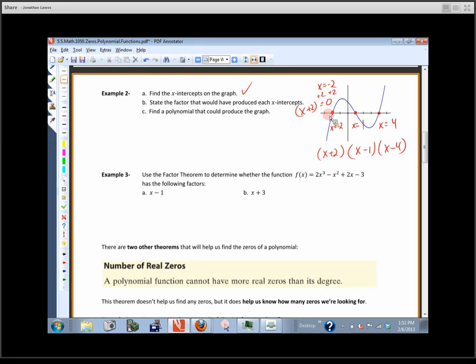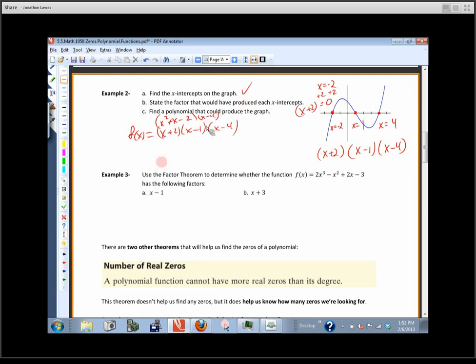Okay. Last part says, find a polynomial that could produce the graph. So you just times them all together. So we'd say f of x equals x plus 2, x minus 1, x minus 4, and then I'd multiply them all together. There are a couple problems where you do have to do this. Just this morning I was teaching a calculus class. We did a problem just like this. And for some people it was difficult to keep track of how you multiply all three of these together. So what I would do is I'd multiply the first two together. When you multiply them together, you get x squared plus x minus 2. Is that right?